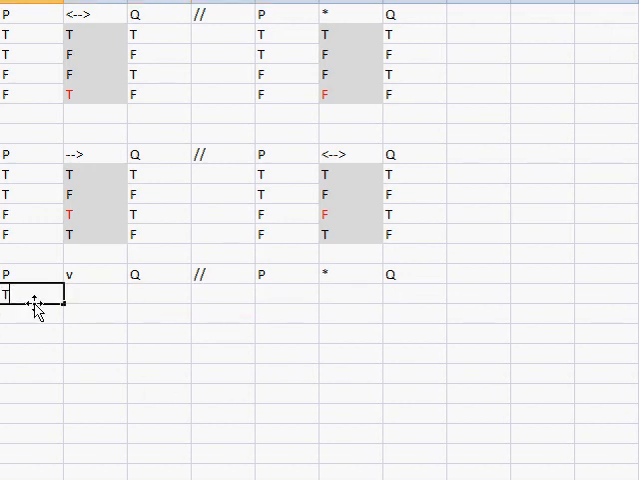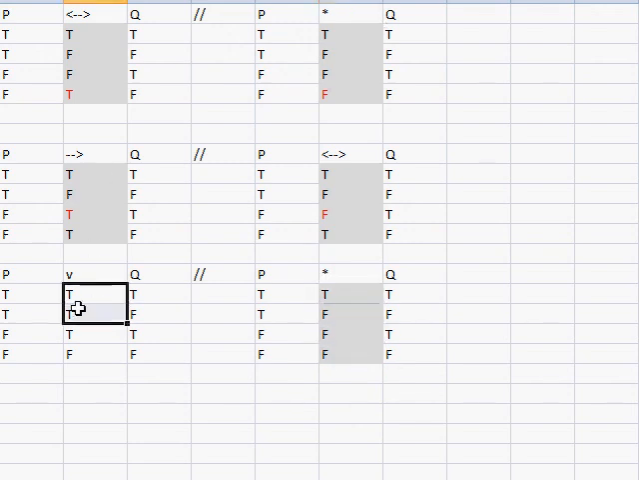So we get true, true, false, false, true, false, true, false, true, true, true, false. Just like a regular line, remember the OR operator is true as long as either P or Q is true. So that's why it's only false on the last line. Let's take a look at the AND operator. We have to do the same thing. So we get true, true, false, false, true, false, true, false. We get true, false, false, false for the AND operator.